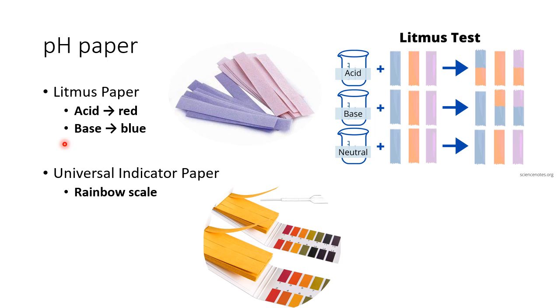Another type of pH paper is universal indicator paper. So this works on a rainbow scale. If you dip this universal pH paper in any pH solution, it'll change color based on the specific pH value. So it goes from red to orange to green to blue and to purple.